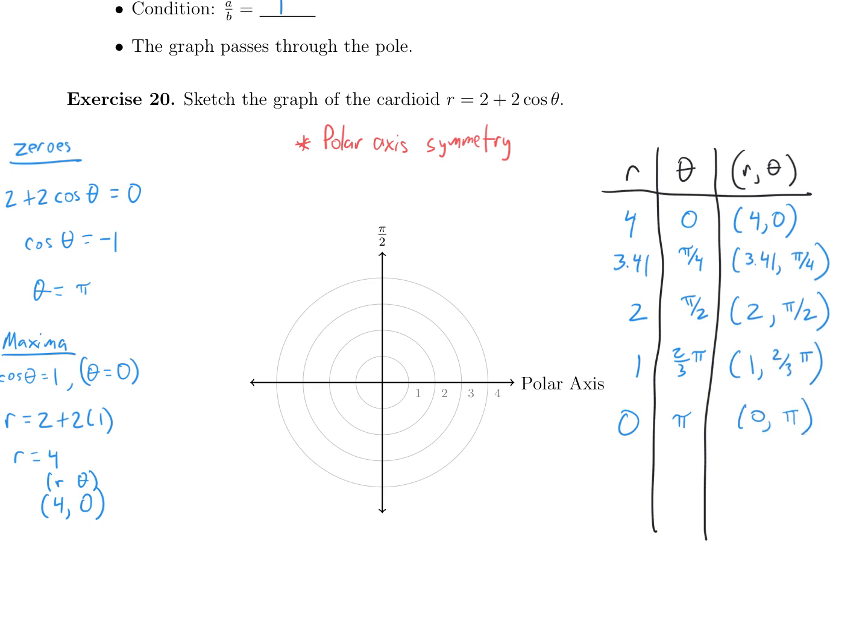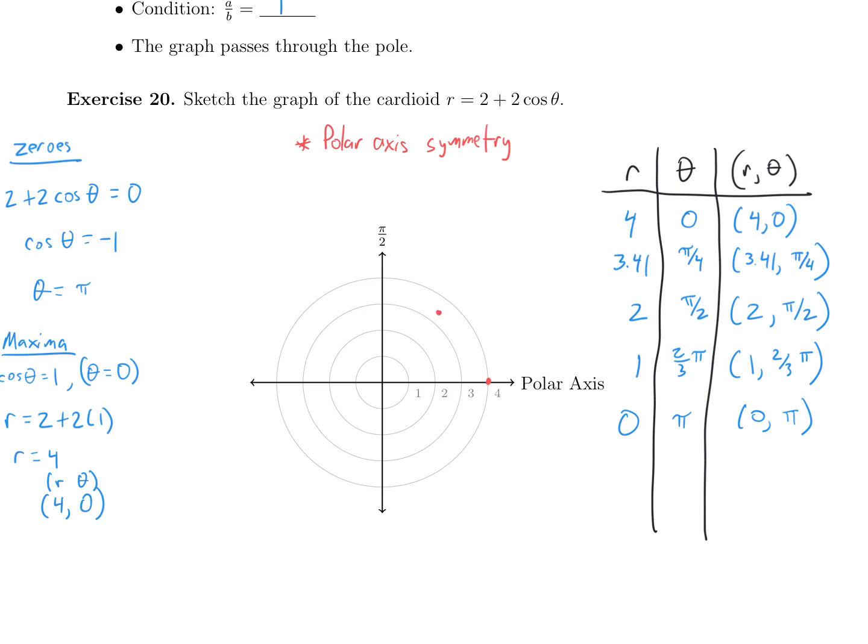Okay, so this is kind of where it gets a little bit interesting. So the first point is 4 comma 0, so that would be angle 0, and then 4 units out. All right, for the next one, you're going to pi over 4. Remember, pi over 4 is 45 degrees. So out here, this is 45 degrees, 3.41 units out. So 1, 2, 3.41 is approximately here somewhere. So let's put a point there. About right here, I would say.